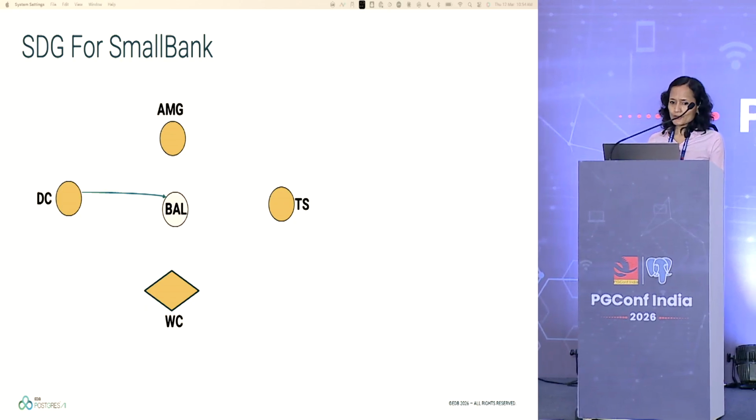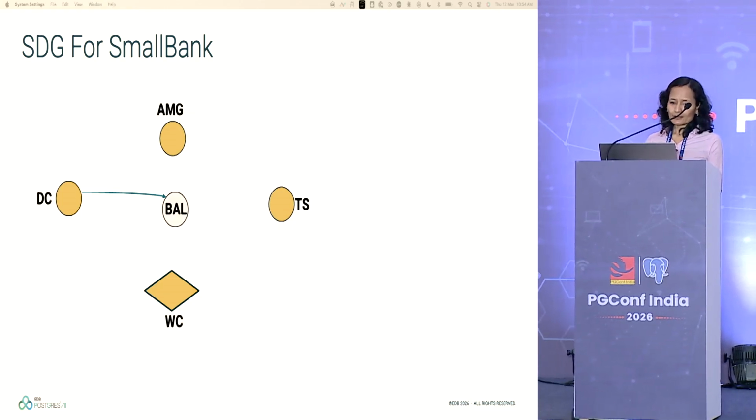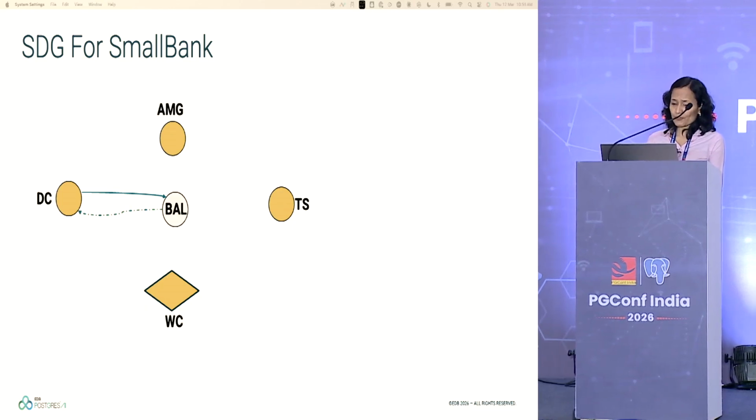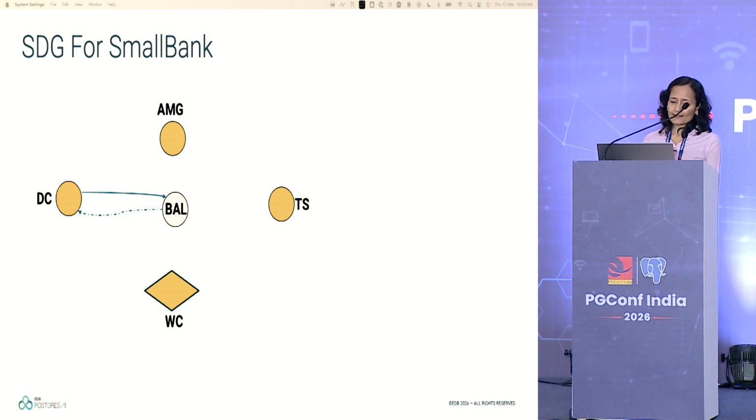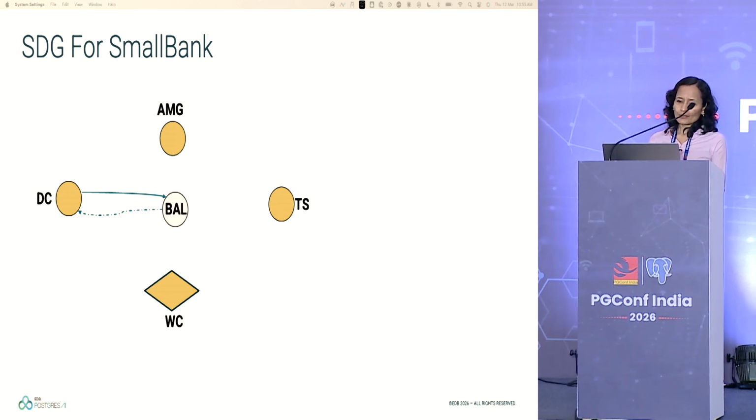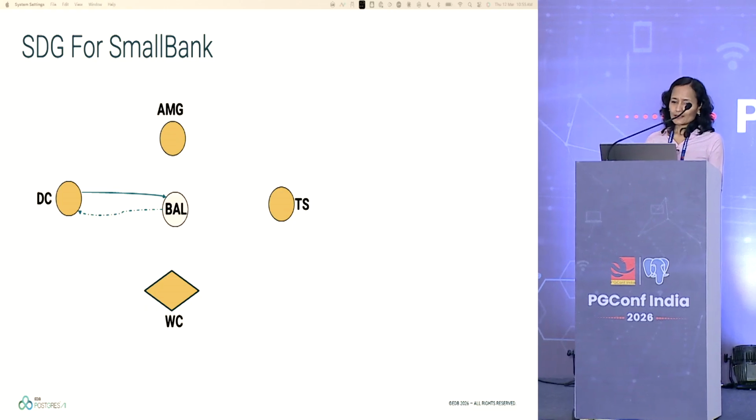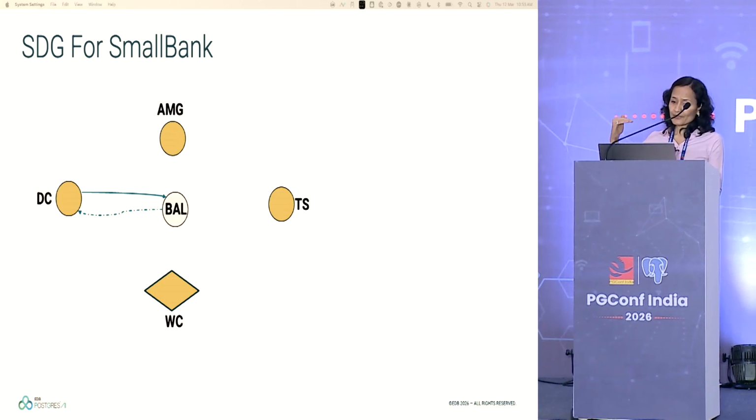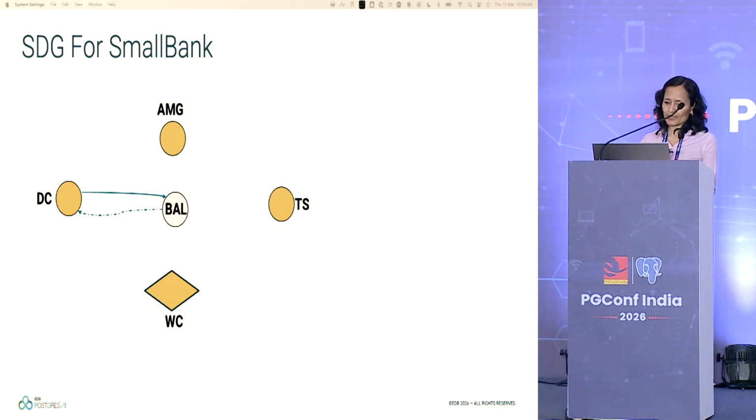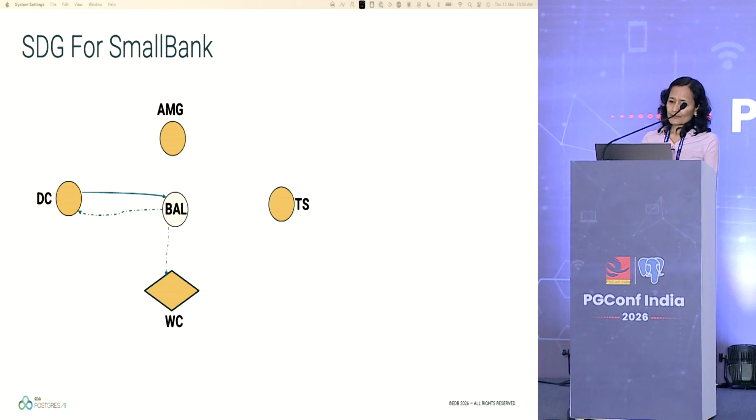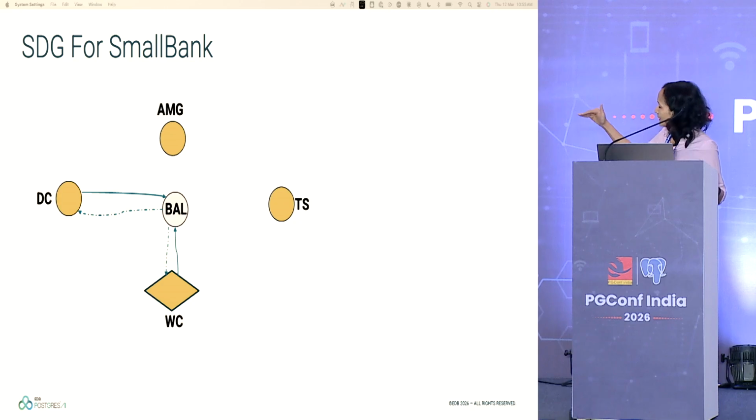I have considered all possible occurrences. When you see this arrow, it is a WR edge, because balance reads what DC wrote, between DC and balance. And because DC and balance can be concurrent, balance can read something and DC can make it stale, so there is an RW edge. Similarly, between balance and WC, balance can read something which WC makes stale. There can be an edge, and there can be a WR edge between WC and balance.